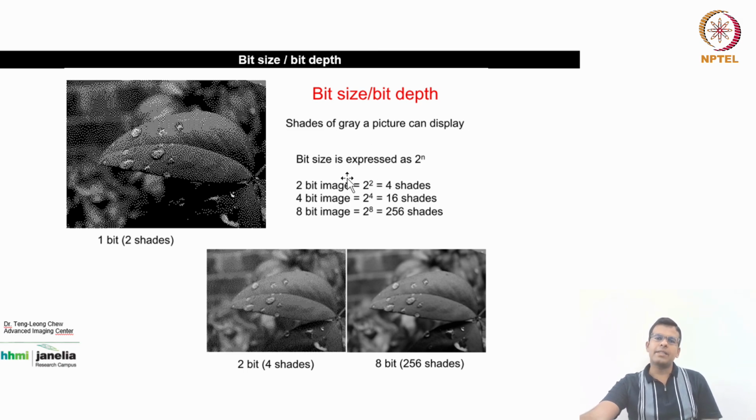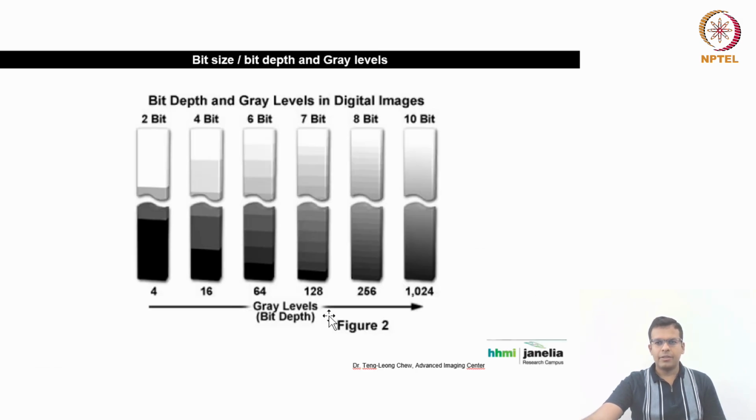Okay, so bit size is expressed as 2 to the power n. So a 2-bit image is 2 to the power 2, equal to 4 shades. An 8-bit image is 2 to the power 8, equal to 256 shades. Okay, so let me show the next slide. Yeah, so here you can see how different shades can be represented with respect to the bit depth. If it's a 2-bit camera, it can represent 4 shades. So this is the bit size and this is the number of shades available.